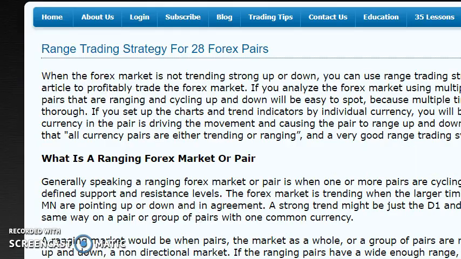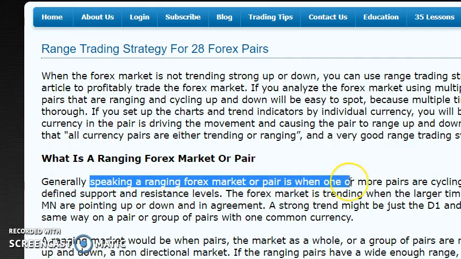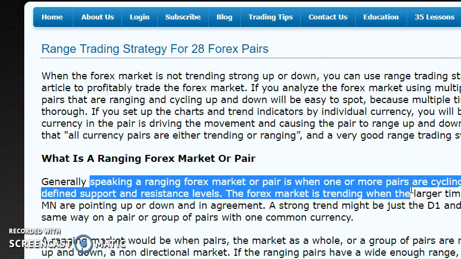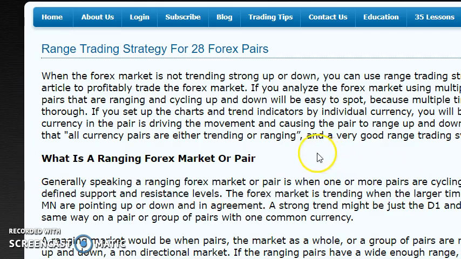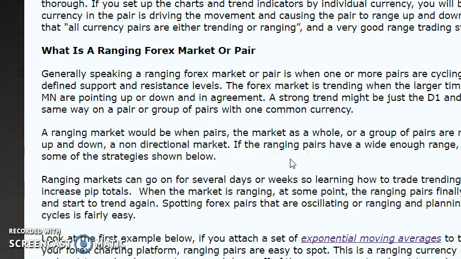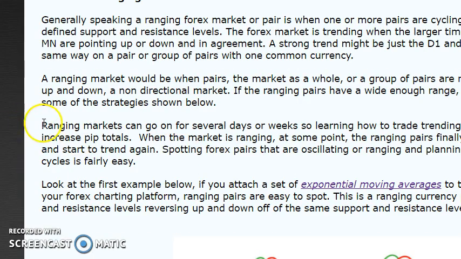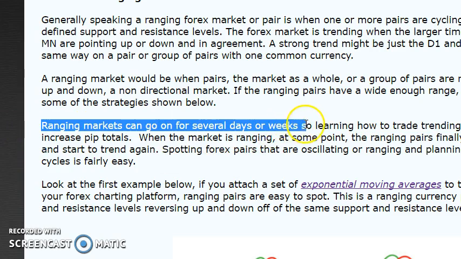So what is a ranging pair? Well, the forex market can be trending or ranging. A ranging pair is one that cycles up and down between support and resistance on one of the major time frames. Remember, a ranging market can go on for several days or several weeks, so you want to learn how to trade a ranging market so you can have a technique for making pips when the market is not trending.